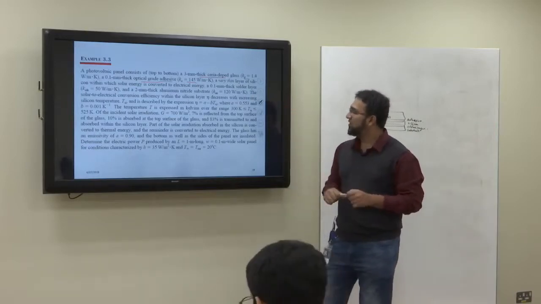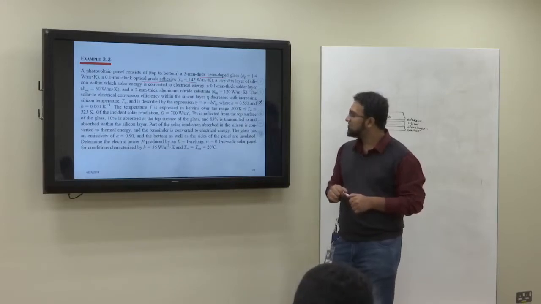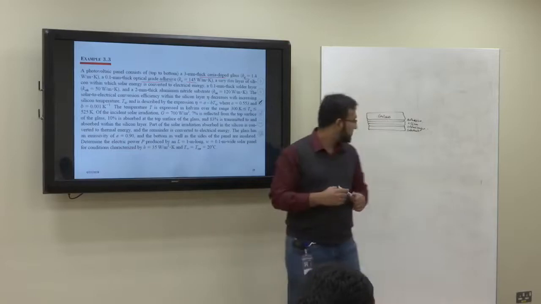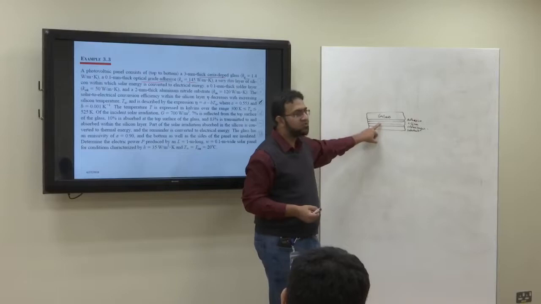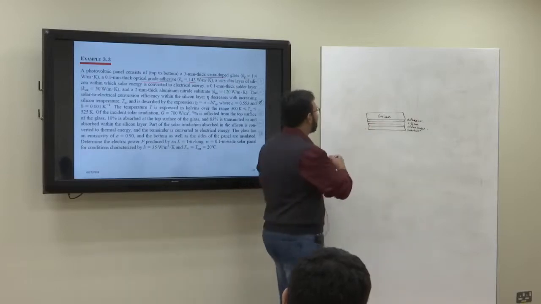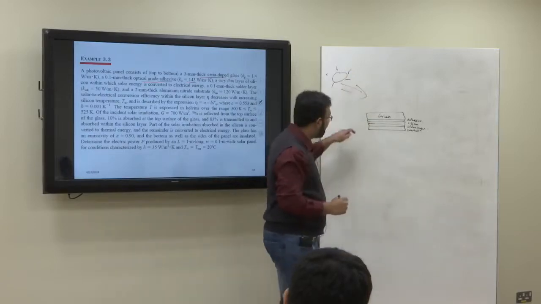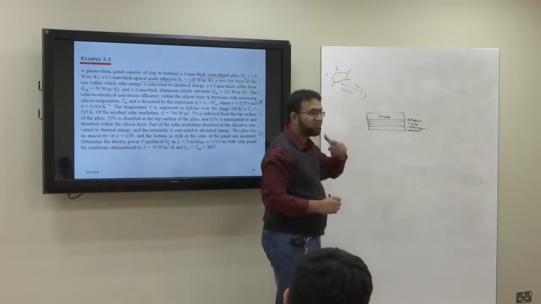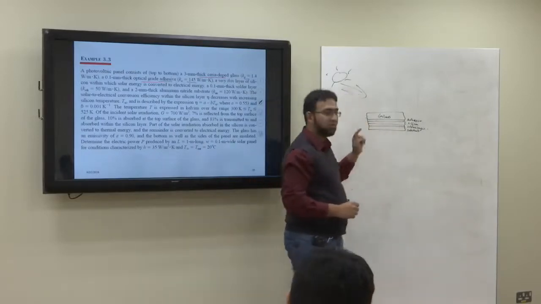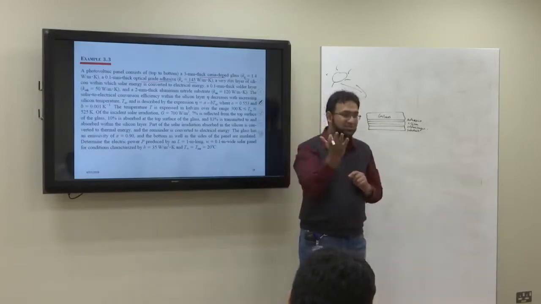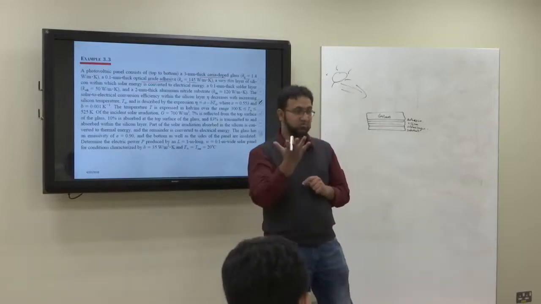The solar to electrical conversion efficiency within the silicon layer decreases with increasing silicon temperature. So you see here we have the silicon layer, and solar energy is coming from the sun. But the efficiency of converting solar energy to electrical energy depends upon the temperature of the silicon layer. If the temperature rises, the efficiency drops. If the temperature is low, efficiency is good.